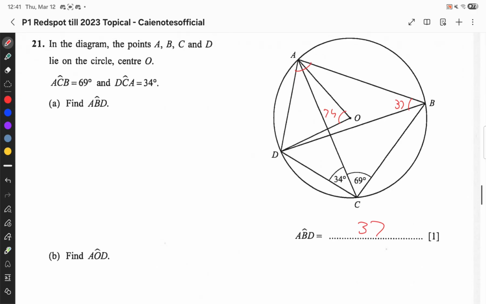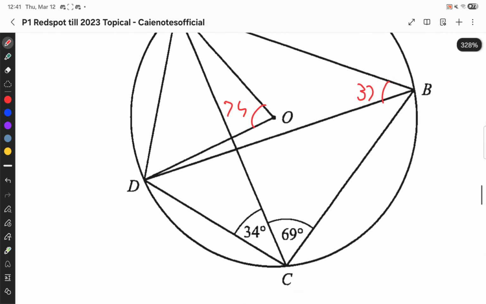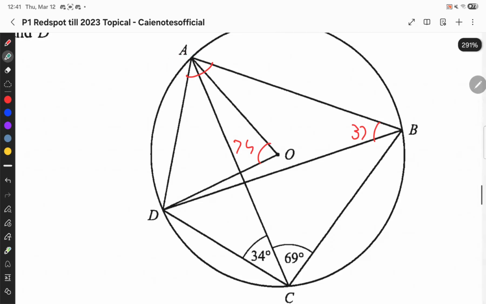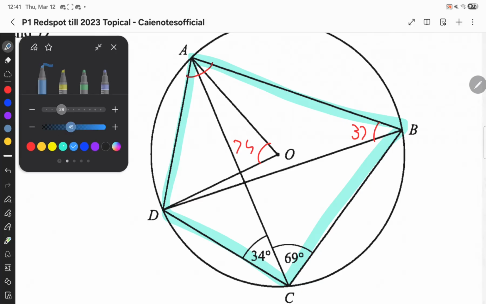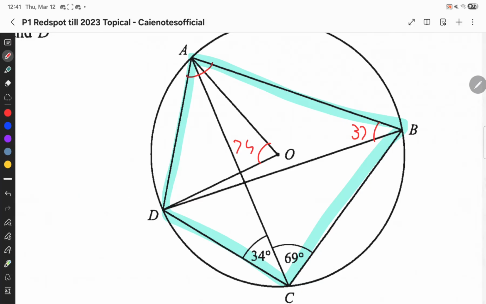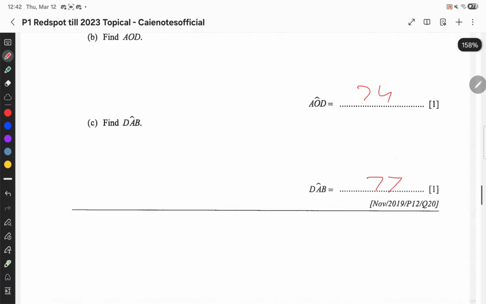We can do some shenanigans, aka a cyclic quadrilateral. I looked to the opposite. I saw I can vanish this line out of my will, out of my ignorance, my ability to ignore things like circle theorem rules, and we know this is 180 minus 69 minus 34, which is 77, and our question is done.